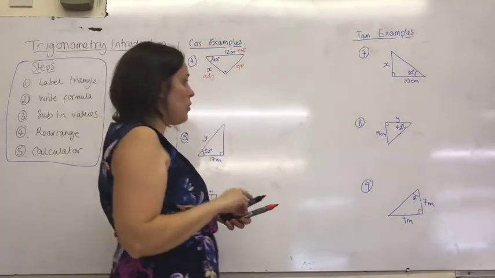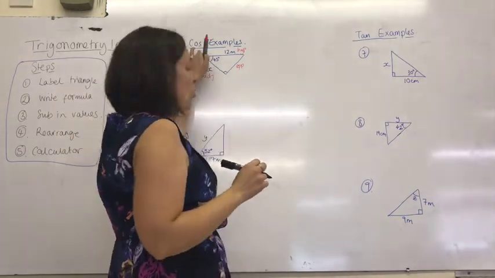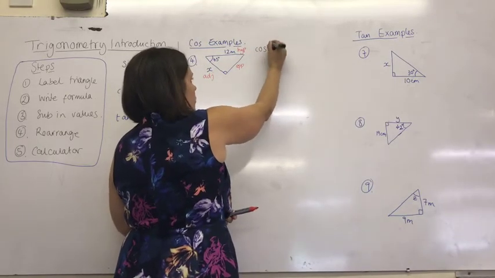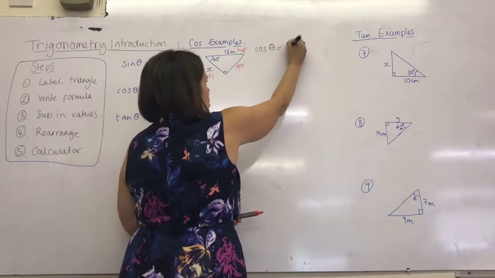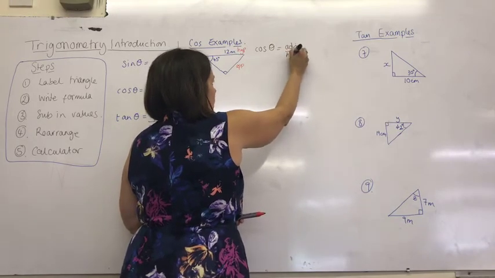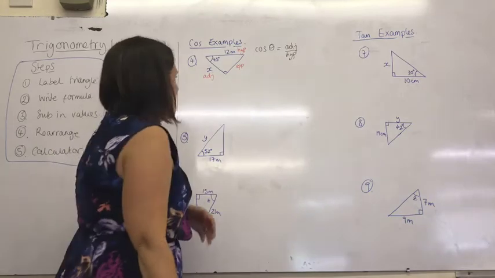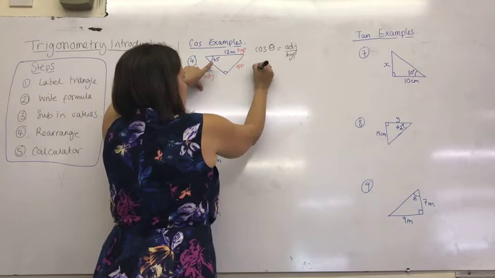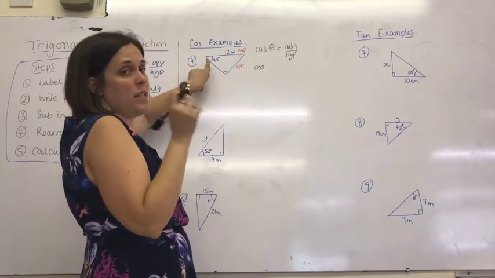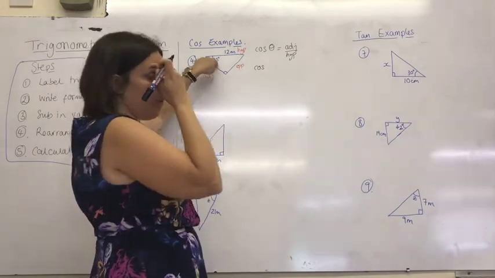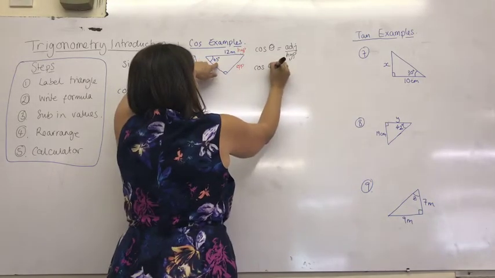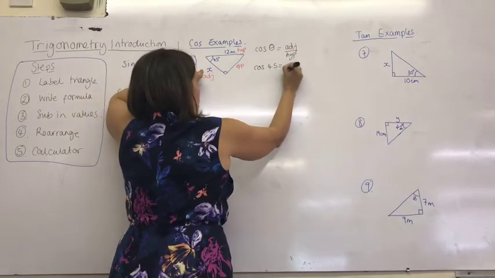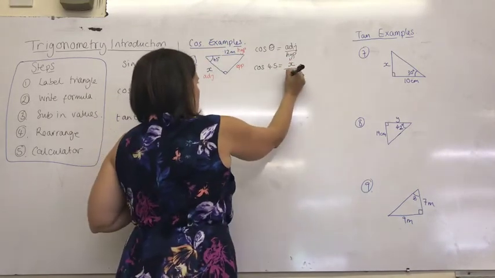Next step, step 2, is to write out the formula. These are all cos examples, so we're going to write out the cos formula. Cos theta is adjacent over hypotenuse. Okay. Step 3, we're going to fill in the information that we know. So cos theta is always, always, always the angle. So in this case it's 45. So cos 45 equals adjacent, now that adjacent is x, over hypotenuse, which is 12.